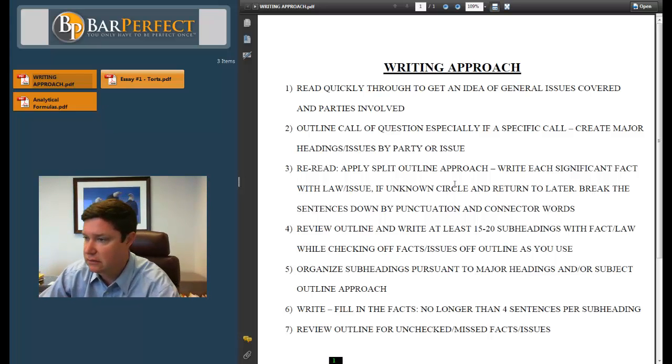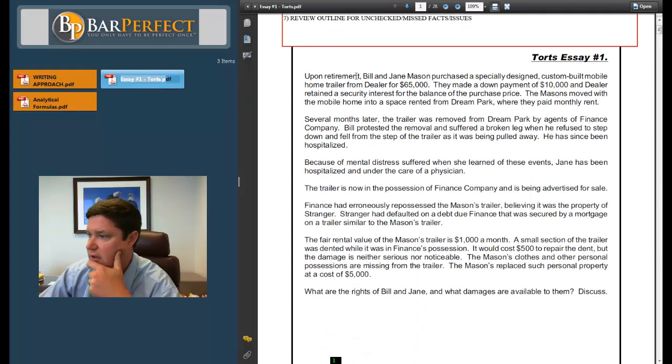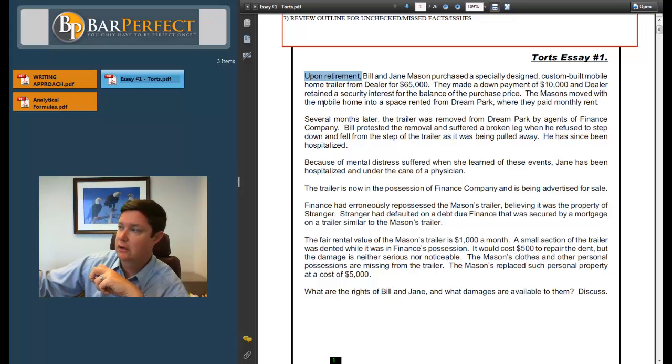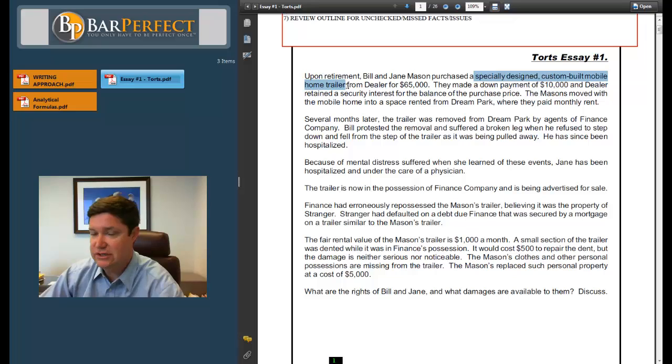And you take each fact. Upon retirement. That would be a fact on the left side. What does retirement mean to you under the law? I don't know. You may not know at this point, especially since you've never read this essay. Next below, Bill and Jane Mason. Okay? They are the plaintiffs. Purchased. Proper party. Specially designed custom-built home trailer. That's another fact, separated. That would be potentially their damages.